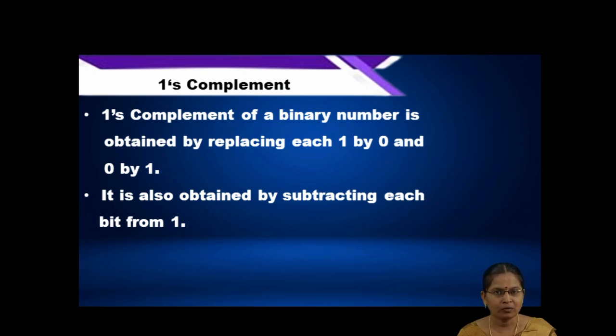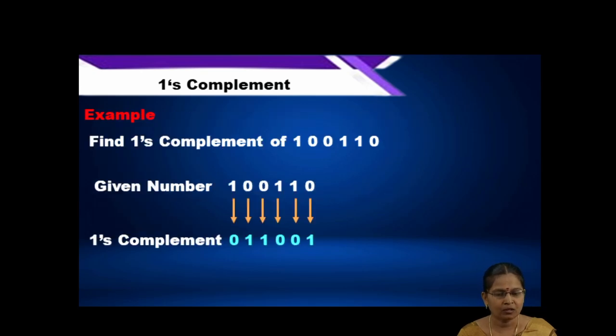So we have to find 1's complement of a number by two methods. In the first method, we have to replace each 1 by 0 and zeros by 1. In the second method, we have to subtract each binary bit from 1. First we see the example for the first method, replacing all zeros by 1 and ones by zeros.